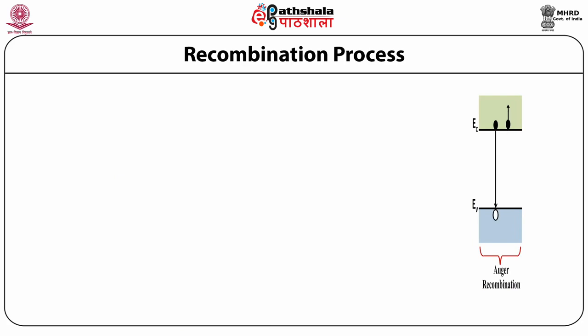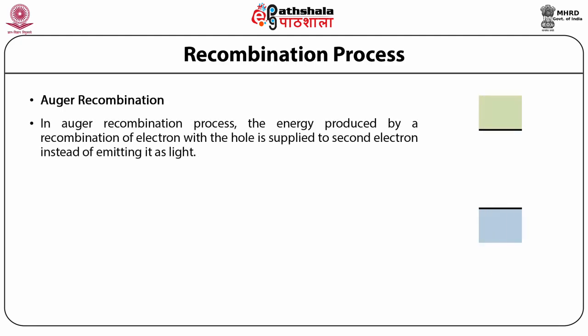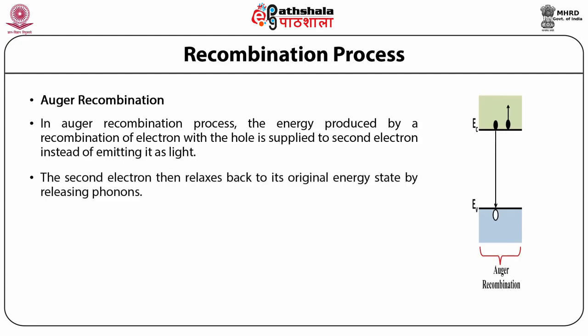Recombination process. Now students, here we will be studying the Auger recombination process. In the Auger recombination process, the energy produced by a recombination of an electron with a hole is supplied to a second electron instead of being emitted as light, which is clearly shown in the figure also. The second electron then relaxes back to its original energy state by releasing phonons.